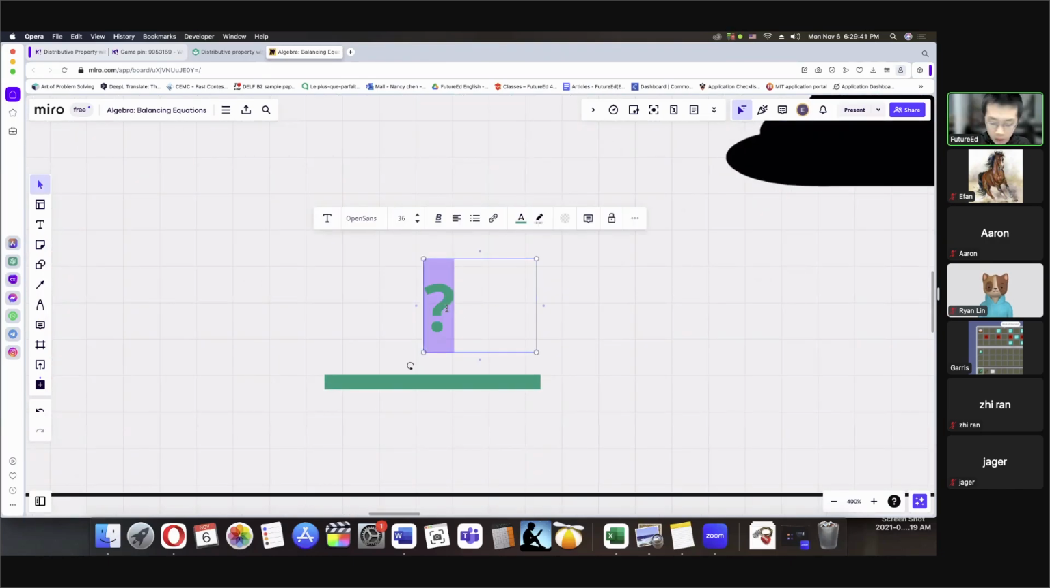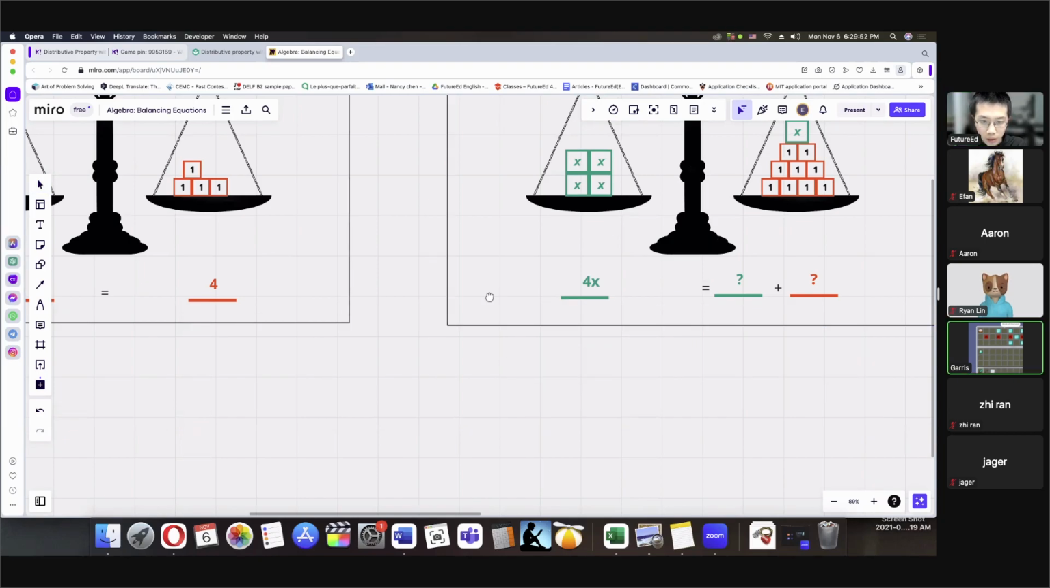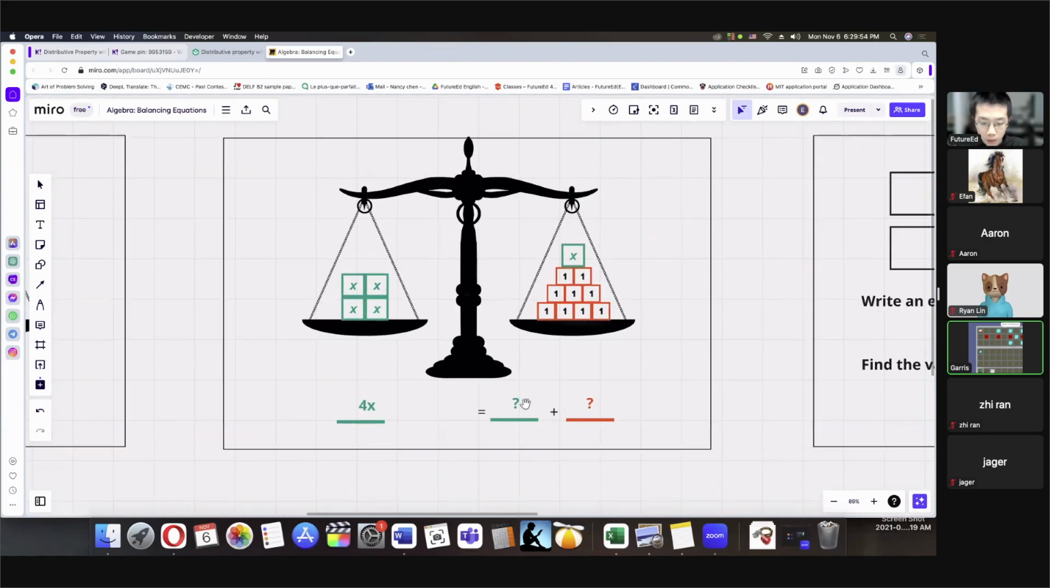Yep, there's 4 blocks of x. So what about the right side? There is 1 block of x and then 1, 2, 3, 4, 5, 6, 7, 8, 9. 9 blocks of 1. Awesome. So we see there are 9 blocks of 1 on the right.